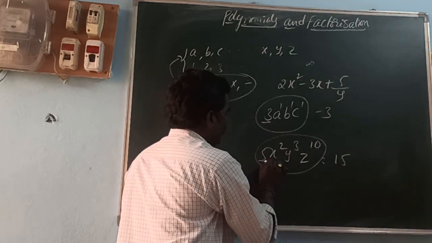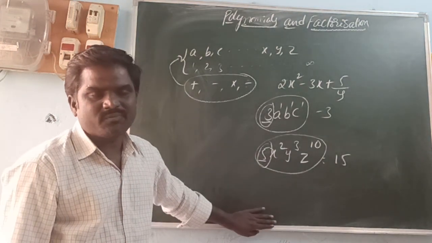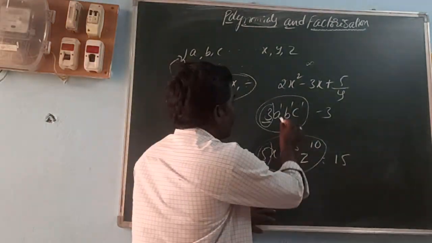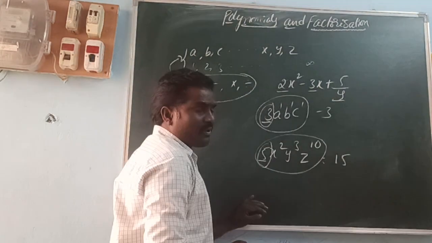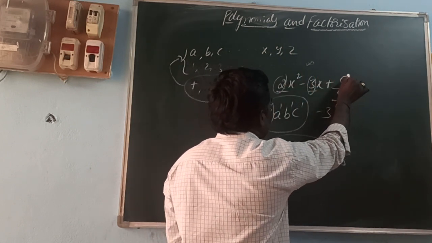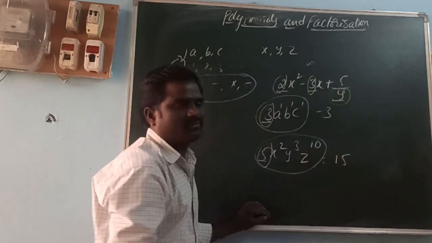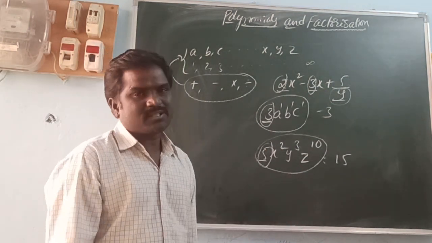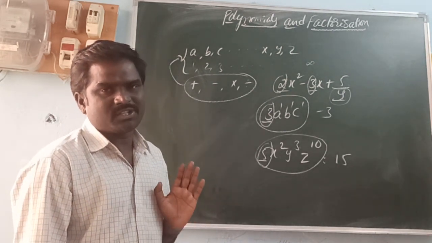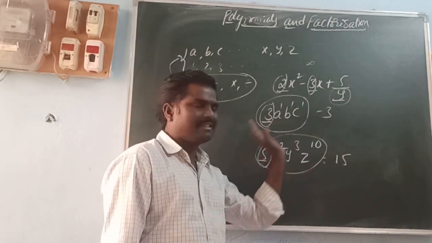Here the 3 and 5 are called coefficients. The constant factor or variable factor of a term is called coefficient. Here how many terms are there? 3 terms. So what is the coefficient of x square? 2. What is the coefficient of x? Minus 3. In a term the constant factor is called coefficient. Degree means what? The sum of powers of variables of a term is called degree.